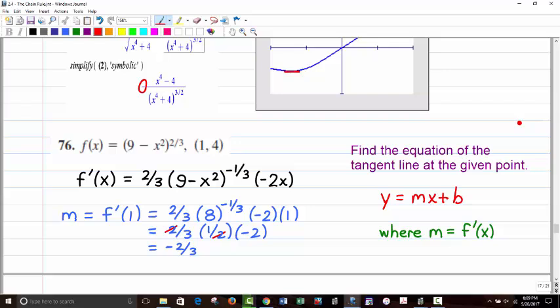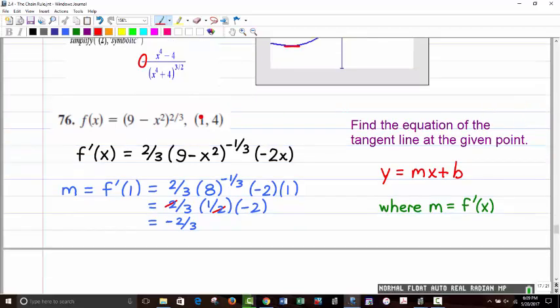That's an oldie but goodie. Done that one, but let's be careful. All we have to do is be careful with our derivative, and then the rest of the process is fine. So you bring the 2/3 down, 9 minus x squared to the negative 1/3. You take the derivative of the inside, which is negative 2x, right there.